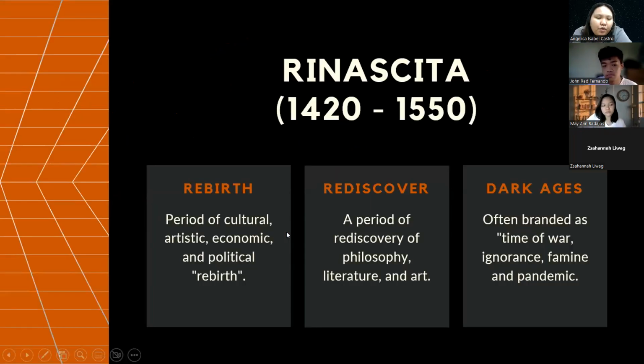Okay. So, the word Renaissance, part of your guide question, it came from the Latin word renascita. I don't know if I'm pronouncing it correct, but more or less I am. So it happened between 1420 and 1550. It means rebirth, rediscovery, and oftentimes or sometimes it was branded as the Dark Ages. So, yan. Rebirth, what do we mean by rebirth? It was a period of artistic, cultural, economical, and political rebirth.